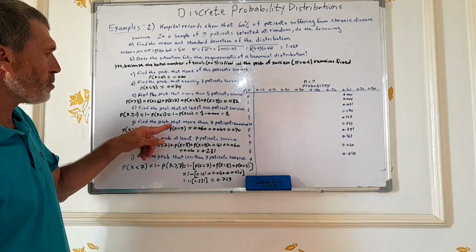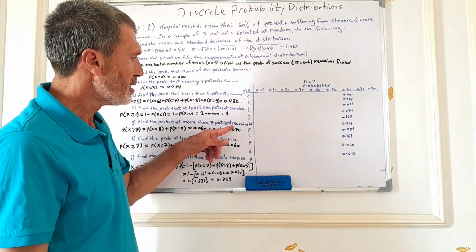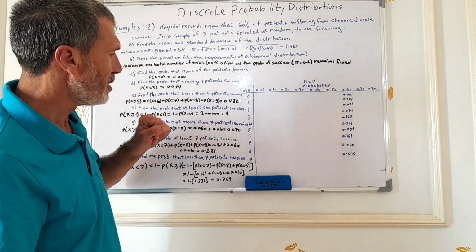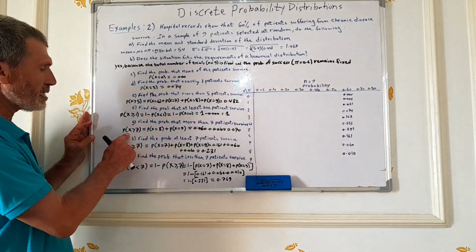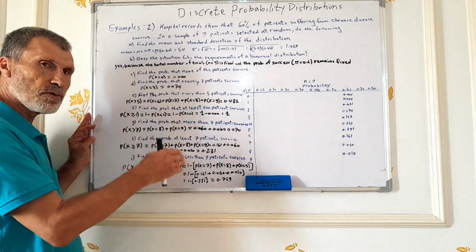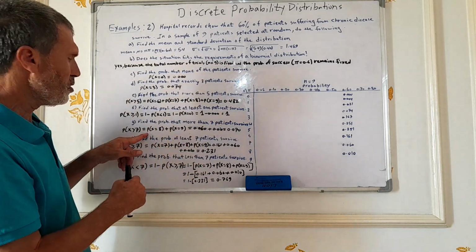G, find the probability that more than 7 patients survive. So it's going to equal probability of x greater than 7, which is equal probability of x equal 8 plus probability of x equal 9.